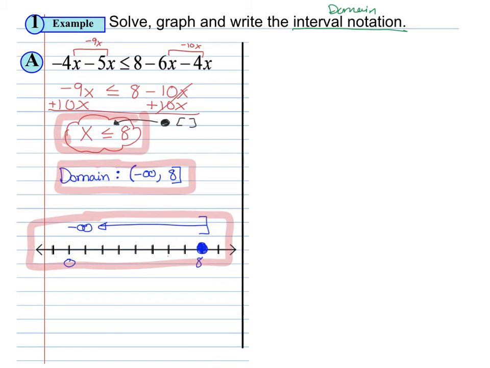If we graph that, we write our 8 and our 0. On 8, we make a filled-in circle because the filled-in circle says that the 8 is part of our solution. And we know that a filled-in circle means bracket. All the answers that also make it true are smaller than 8, so they go to negative infinity.